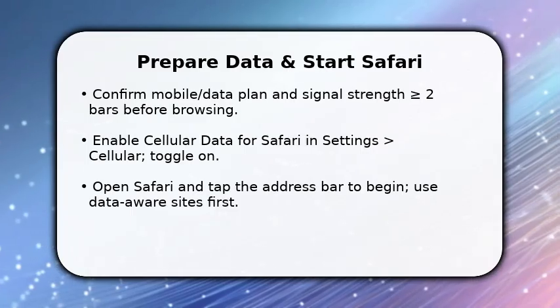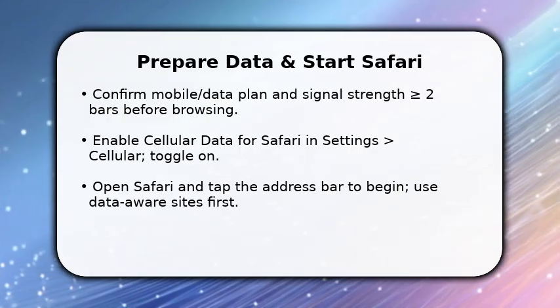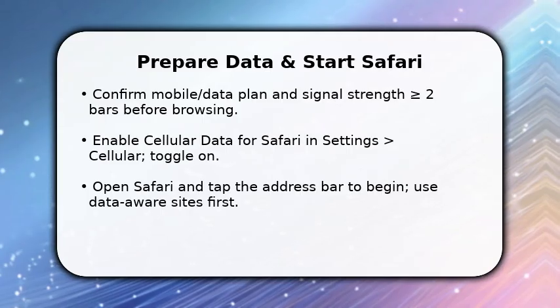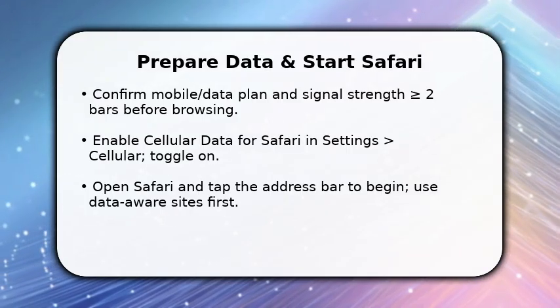You begin by checking data availability and permissions so pages actually load. Once done, enable cellular data for Safari in Settings. This grants the browser network access.